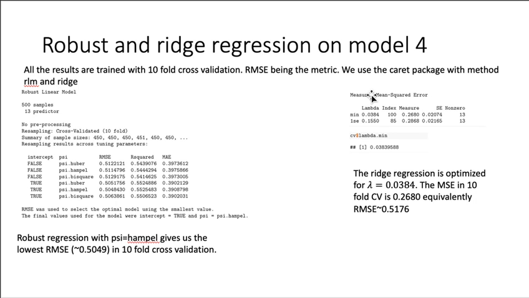In contrast, when we look at the ridge regression, we perform it with tenfold cross validation, and we find that lambda equal to 0.0384 is the optimum value. Its MSE is around 0.268, which is equivalent to an RMSE of 0.5176. So it's a bit higher than what we get for the robust regression with Hampel, but it's not that far off, and it's comparable to Huber and Bisquare. Nonetheless, ridge regression doesn't offer much.